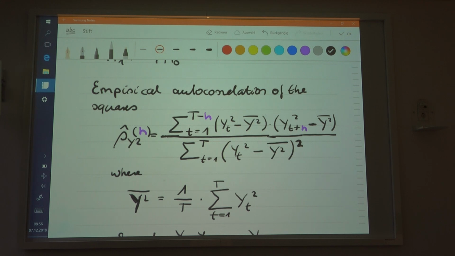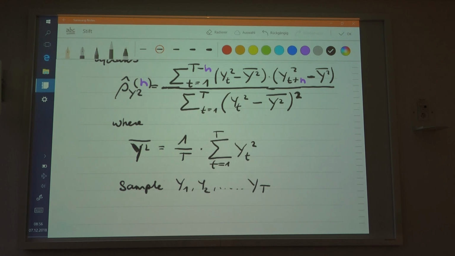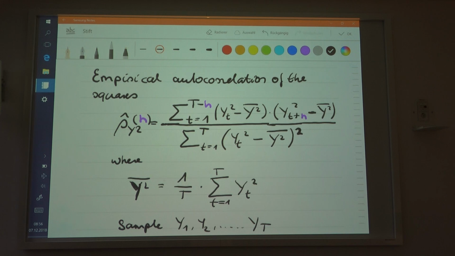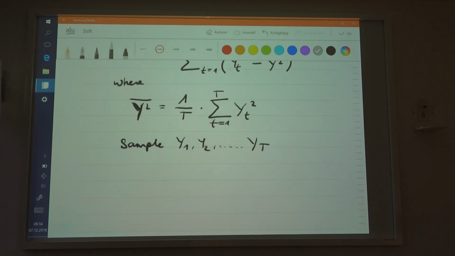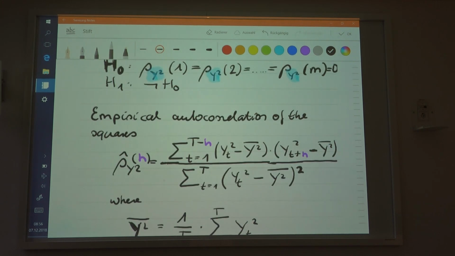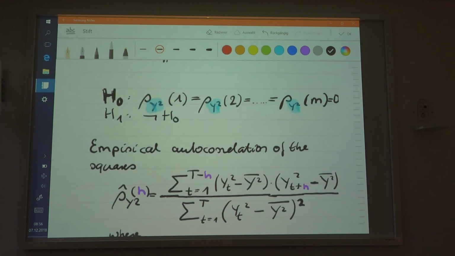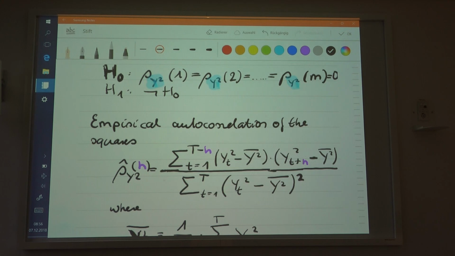Okay, now you calculate that from the sample observations that you have here. You do this depending on your lag h. Depending on the null hypothesis, h ranges from 1 to m. So you calculate this for all the autocorrelations that you consider in the null hypothesis, from 1 till m.